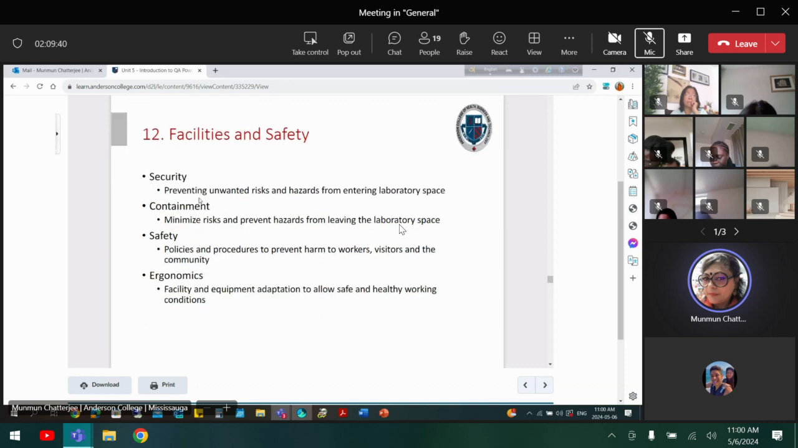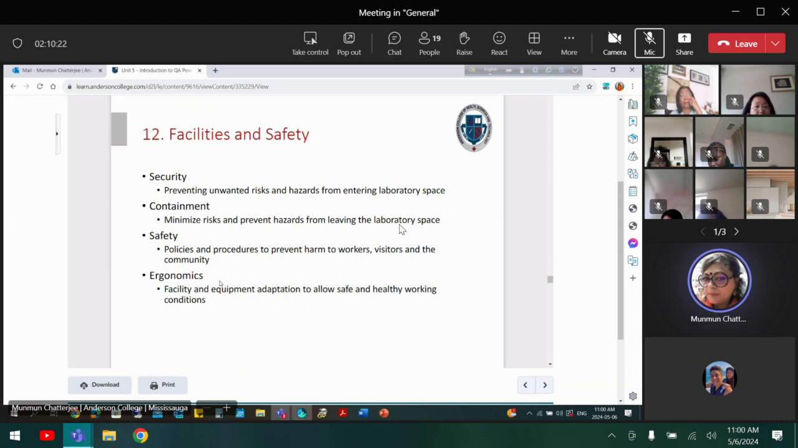Facilities and safety. Obviously, security is very important. Preventing unwanted risks and hazards from entering laboratory spaces. You know all the different types of hazards: physical hazards, chemical hazards, biological hazards, mental hazards, a lot of different hazards. So you need the security. Containment. Minimal risk can prevent hazards from leaving the laboratory space, like spills when they happen. If you have a fire, you have to contain it as you are in the lab.